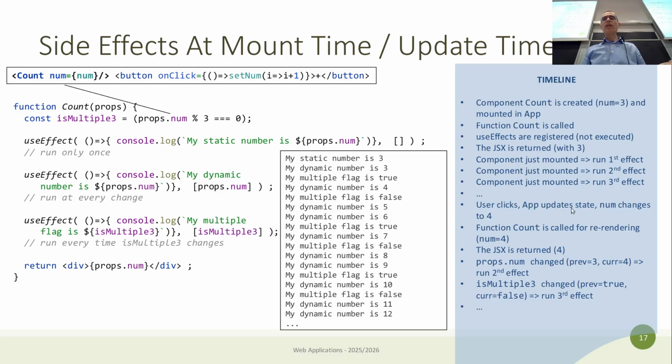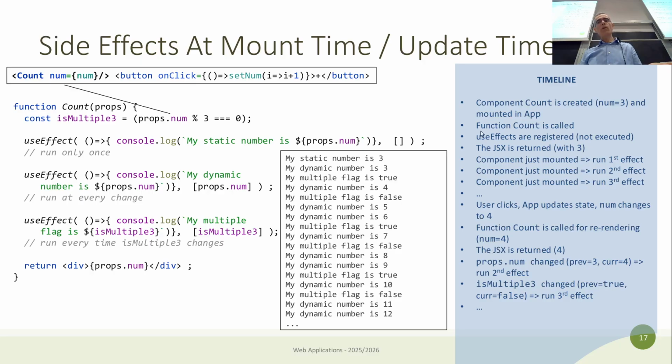So app updates a state because of the click. The num props taken by count changes. And so React decides to rerun the function count because one of the props has changed. And that's enough for React to decide that it has to run again the function that defines the component, because it wants to know the new result, the new return div that will contain 4, right? Function count is called for re-rendering with num equal to 4 in the props.